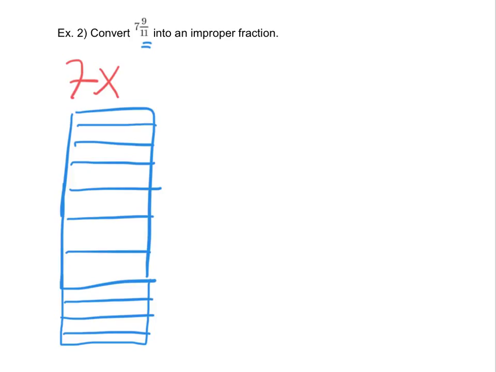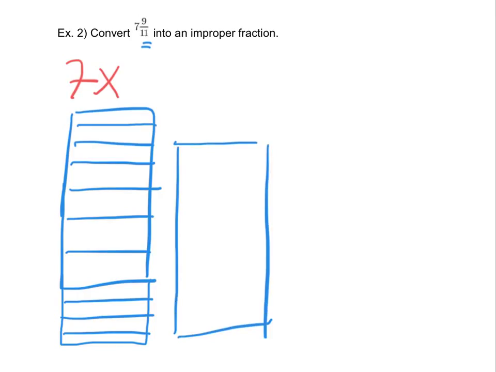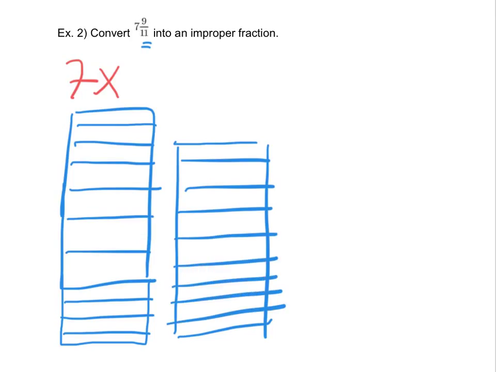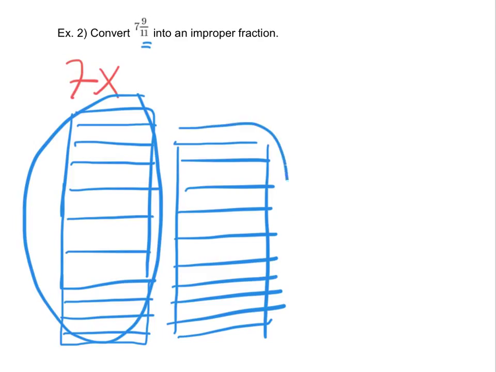Okay, and then we have 9/11ths as well. We have another 9/11ths. 1, 2, 3, 4, 5, 6, 7, 8. So 1, 2, 3, 4, 5, 6, 7, 8, 9. So that's what it is. We have 7 of these, and this one here as well. Okay, so how many of those 11ths do we have?